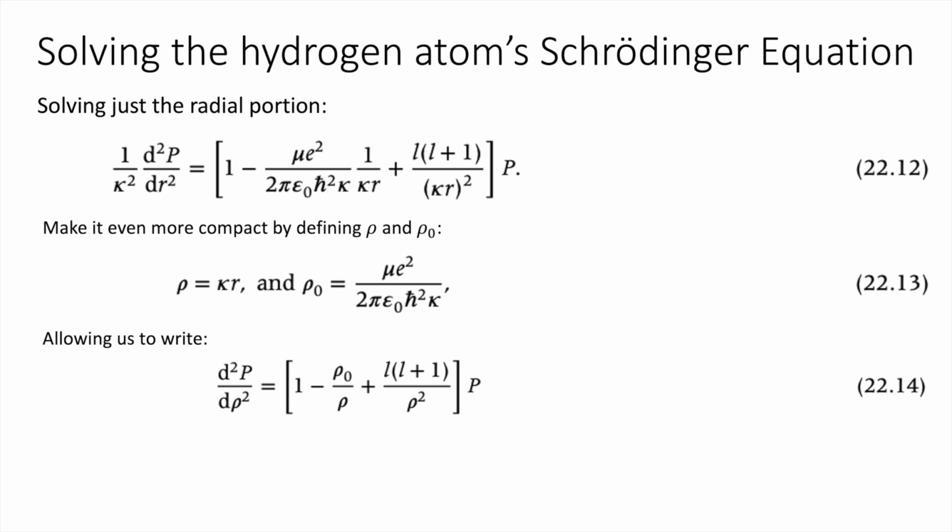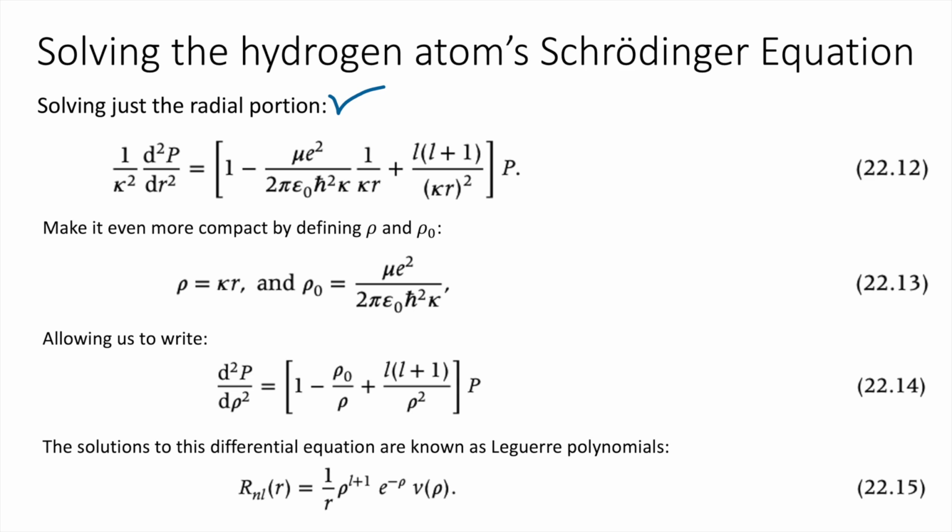So that obviously looks a lot cleaner than we've seen before, and maybe we can see the effects a little bit more. So now we're saying, okay, if we take the second derivative of this function P, we get that function back multiplied by 1 minus rho naught over rho plus L times L plus 1 divided by rho squared, right? So we have all that in front of P. But again, think about the Schrödinger equation, a similar kind of form now. I'm looking for a function capital P that if I take its second derivative with respect to rho, I get that same function back multiplied by all that stuff in the square brackets of equation 22.14.